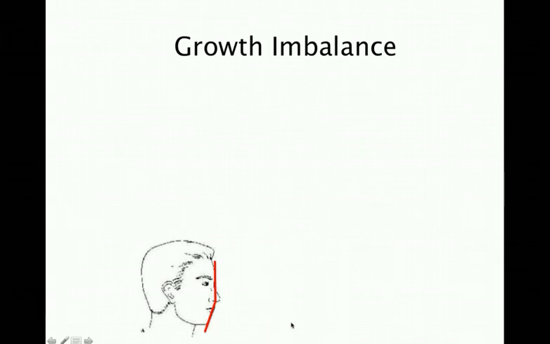The other main type of growth imbalance is when the bottom jaw outgrows the top jaw. If we are to draw a similar red line, we will see that there is some concavity or a different curvature to this profile.